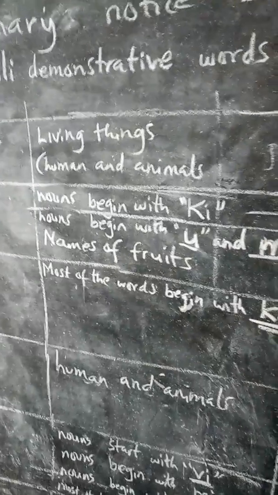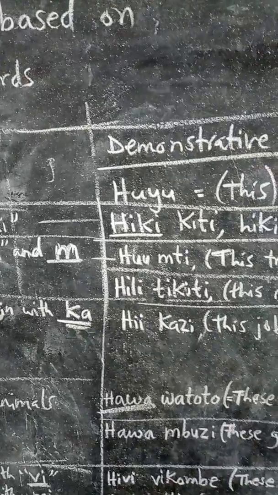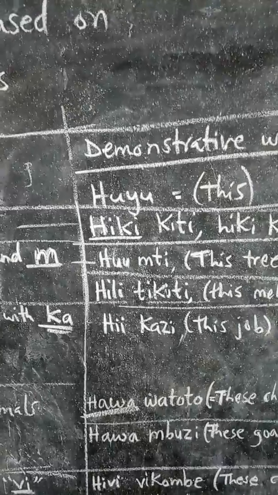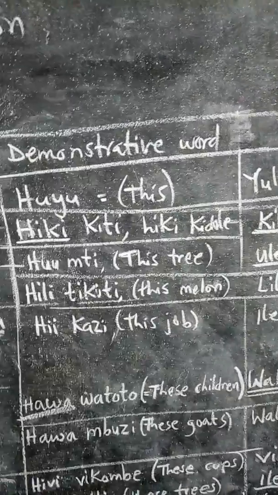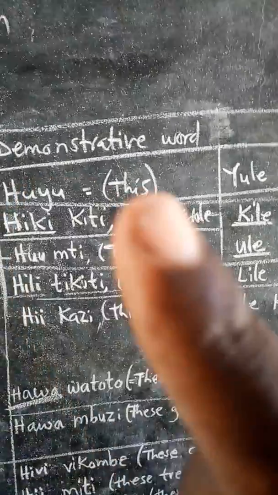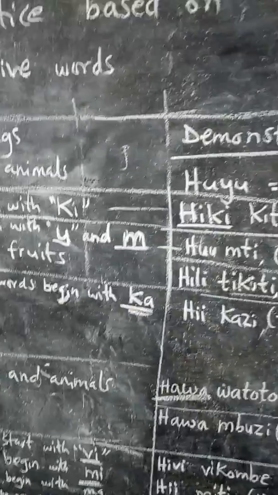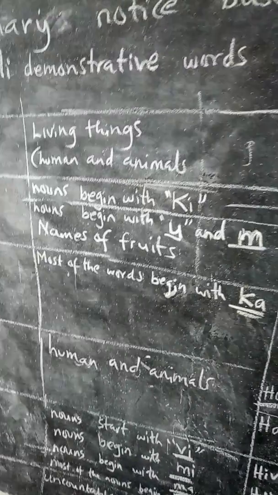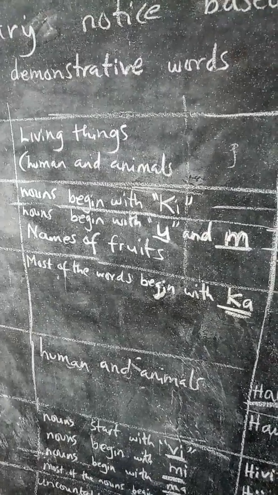All right. And we have another group. Nouns that begin with ki. All the nouns beginning with ki can be demonstrated by hiki to mean this. Hiki kiti, this chair. Hiki kidole, this finger. Okay. Those are the names that start with ki, such as kidole, kichana, kiti, kito.